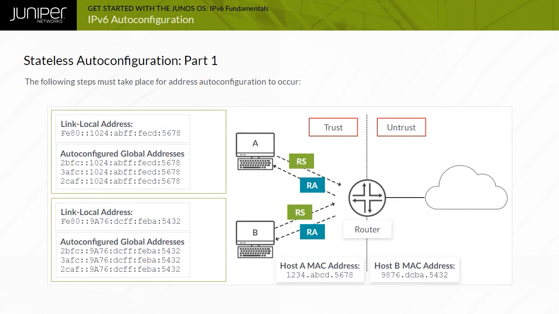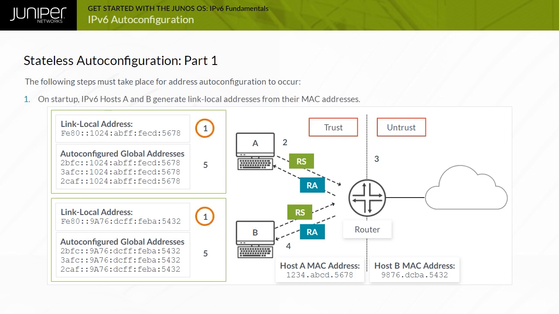Consider the displayed example. The following steps must take place for address autoconfiguration to occur. 1. On startup, IPv6 hosts A and B generate link local addresses from their MAC addresses. 2. Each host broadcasts RS messages. Each message uses the host link local address as the source address for the RS packets. 3. The IPv6 router receives the RS messages. 4. The IPv6 router transmits confirming RA messages to the hosts. These messages contain a prefix list. 5. The hosts use the prefixes to perform autoconfiguration.